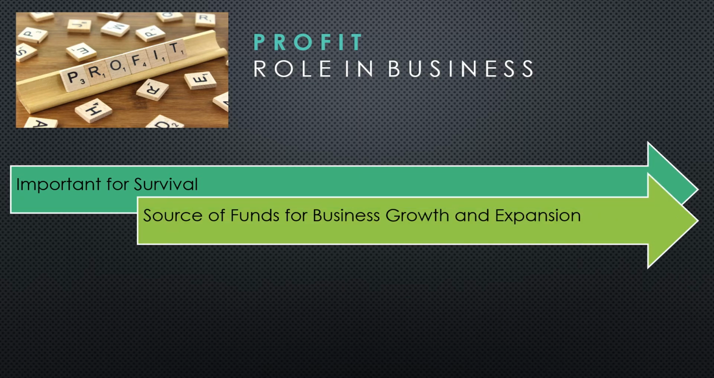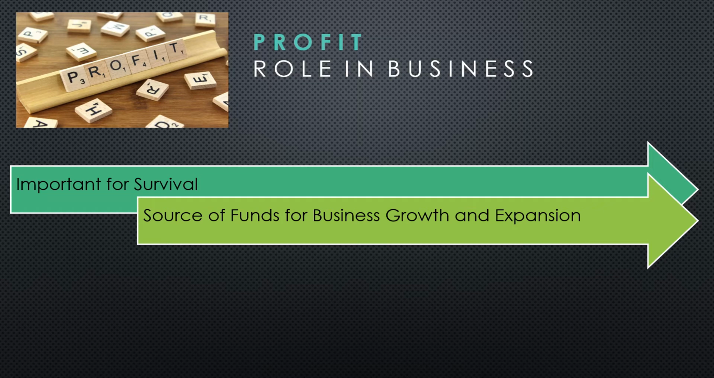Next point is source of funds for business growth and expansion. So when can a business plan to expand? When it is earning an adequate amount of profit for a certain period of time. And how will it expand its business? By diversification of products, by having one more branch, that means through expansion, or by expanding the operations of the business. For example, if someone is working in Delhi, the person can cover the nearby states like Punjab, Haryana, Uttar Pradesh, etc.